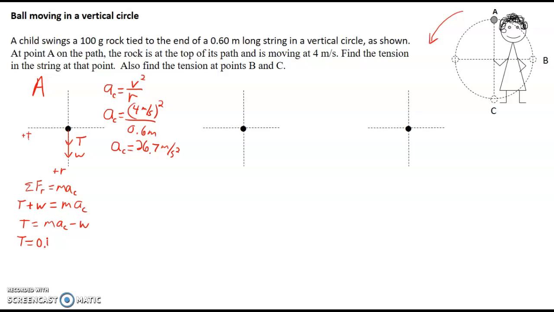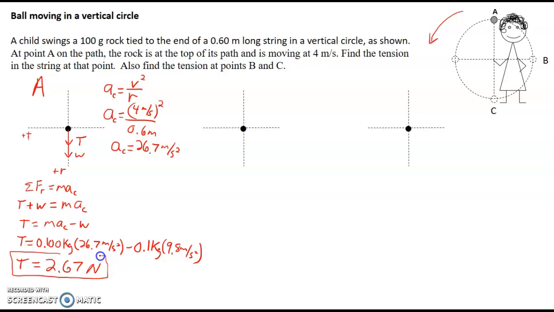Tension equals 0.100 kilograms. I converted from grams to kilograms, times 26.7 meters per second squared minus 0.1 kilograms times 9.8 meters per second squared. And the tension is equal to 2.67 newtons. We see kilograms times meter per second squared. That gives units of newtons, and the same thing here. And so that is our tension at the top of the circle.